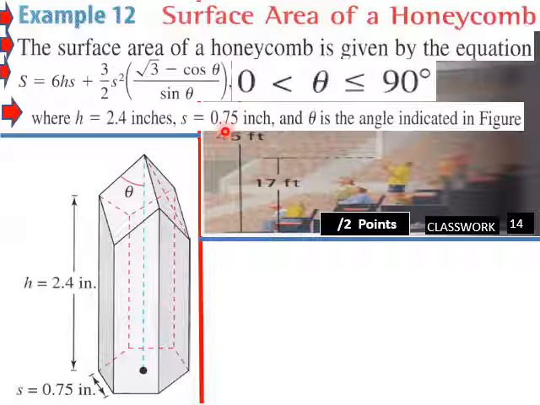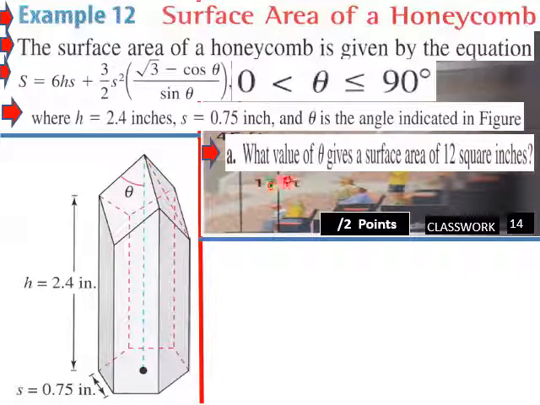Your s, in this case they call s a side, would be 0.75 inch, and theta is the angle in this figure here, which looks like it's between the center line that goes up to a side of the bottom end of a cell of a honeycomb. What value of theta gives a surface area of 12 square inches?